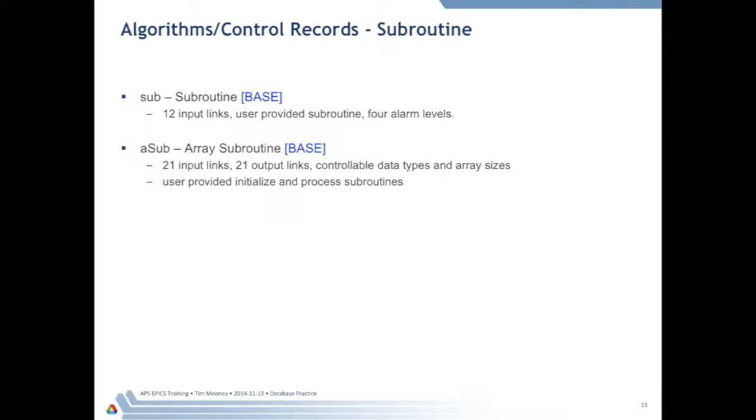There's a subroutine record, which I probably should have discussed before the A-sub record. The subroutine has basically 12 input links, and it has a subroutine, and it produces a result. And you get to write the subroutine and link it to that record. The record doesn't actually do anything like the A-sub record. It doesn't have output links in that. It just calculates a value.